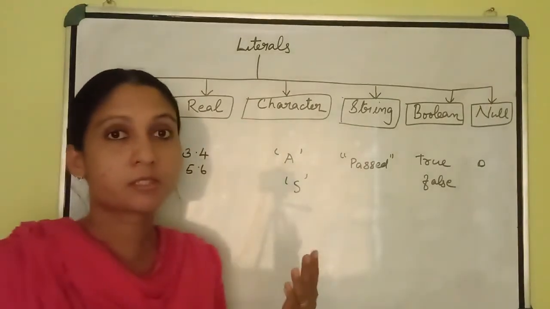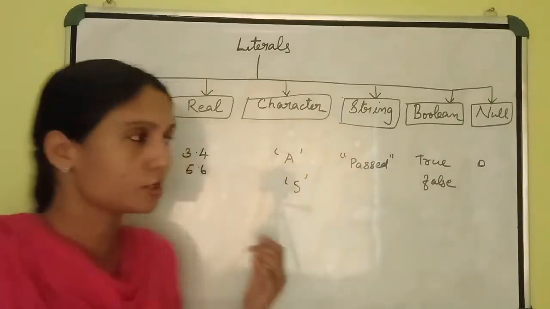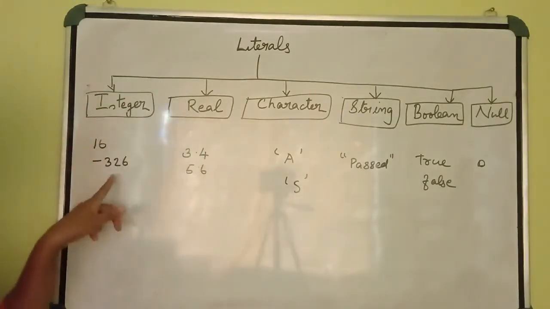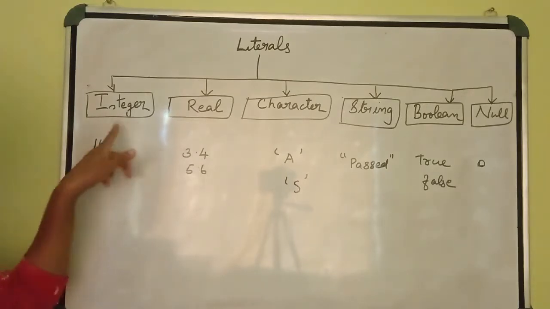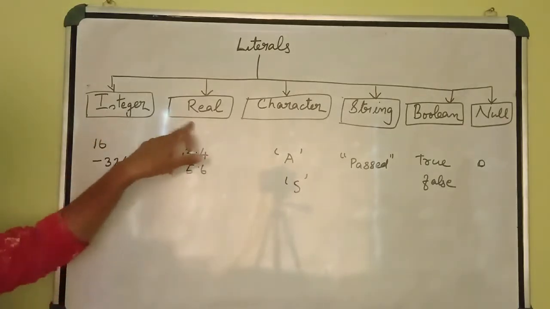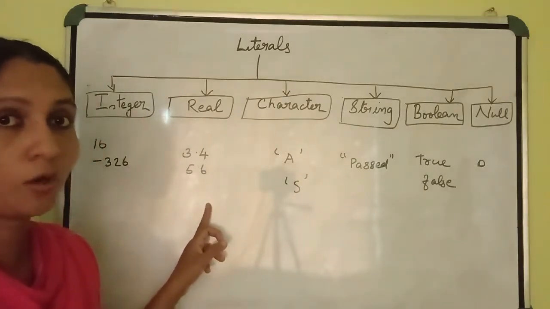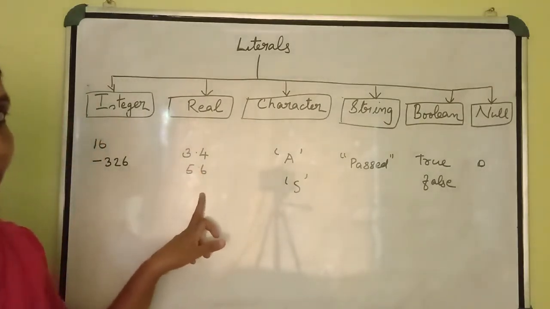Okay, and what's meant by integer literal? Integer literal represents the whole numbers, positive or negative. These are the examples of integer literal. Any whole numbers we can represent with the help of integer literal. What's meant by real literal? Real literals represent the fractional numbers or point numbers. These are the real literals.